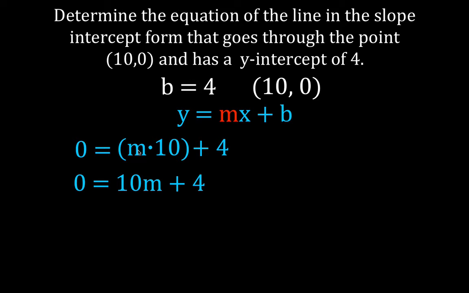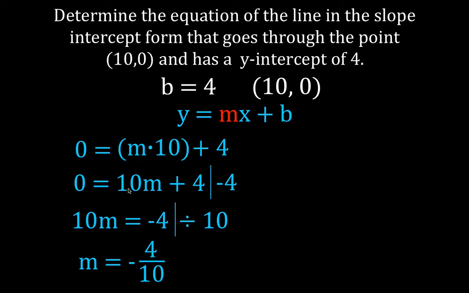We're going to move the plus 4 over by adding the opposite. The opposite of plus 4 is minus 4. So then we have 10m equals minus 4, because 0 plus minus 4 is minus 4, and 10m plus 4 minus 4 is just 10m. Now we're going to move the 10 over. How are we going to do that? We're going to divide both sides by 10. We get that m is equal to minus 4 tenths, which we can simplify to minus 2 fifths.